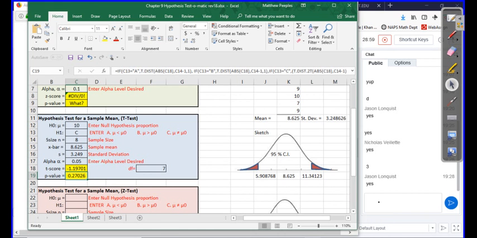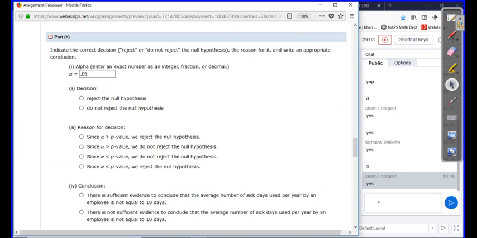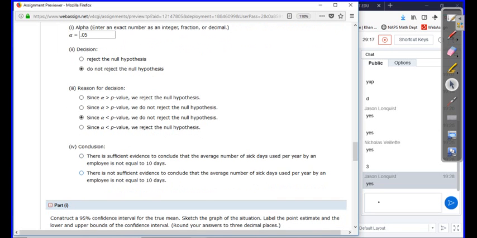So we do not reject the null hypothesis. We don't have enough evidence. And the reason is that since the p-value is greater than the alpha value, we don't have enough evidence to reject. And so there's not sufficient evidence to conclude that the average number of sick days used per year is not equal to 10 days. We didn't prove our case.